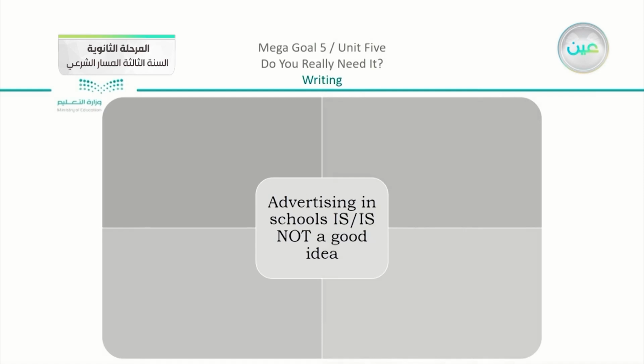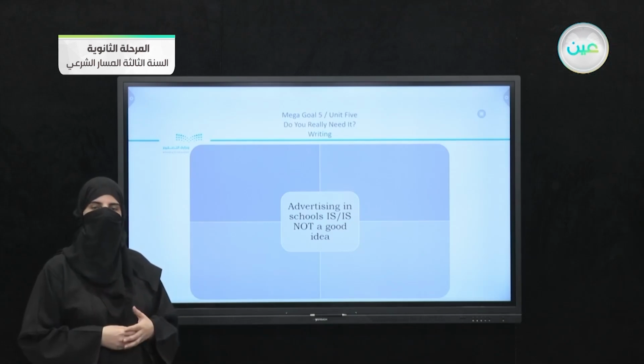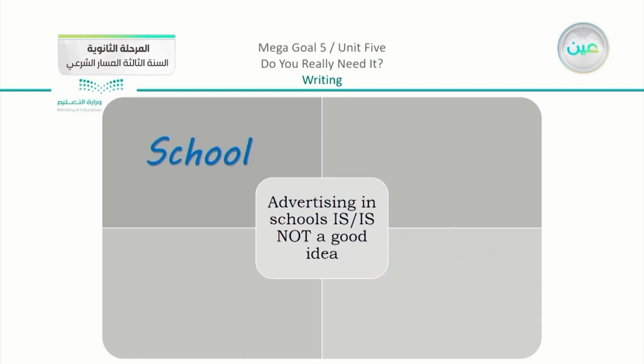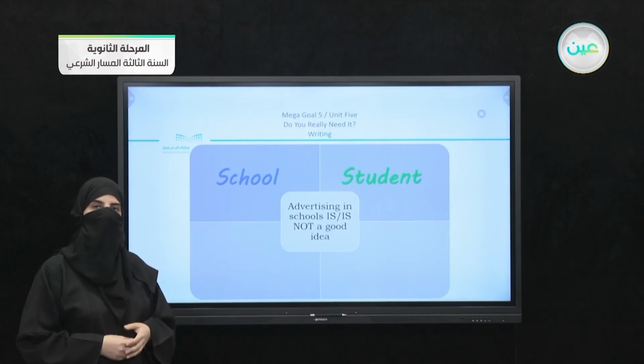Now, when I say that advertising in school is or is not a good idea, for whom? So who are the people who are connected to school, and what is their relationship with advertisements? We're going to start, first of all, with school in general. And when I say school, I mean even the staff, the teachers, the principal, and everyone in the environment. And of course, we have someone who is very important, the student. Either male or female, they are very connected to the matter of advertising at school.